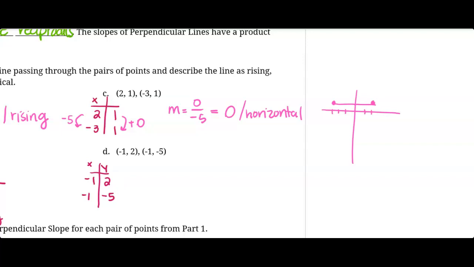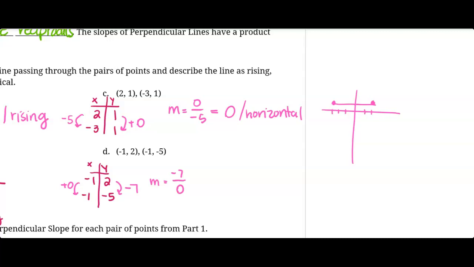From 2 to negative 5, I'm going down 7. We go 2 to 0, and then 0 to negative 5 is a total of down 7. And negative 1 to negative 1 is a change of nothing. Again, we put the change in y on top, change in x on bottom. Well, now we have a 0 in the denominator.